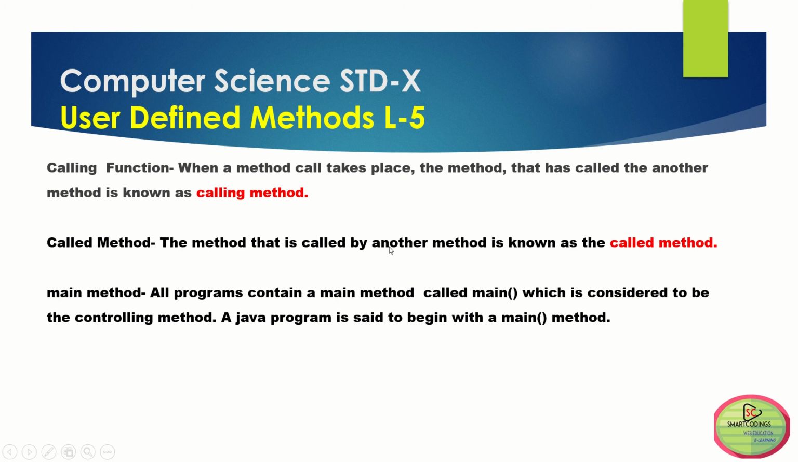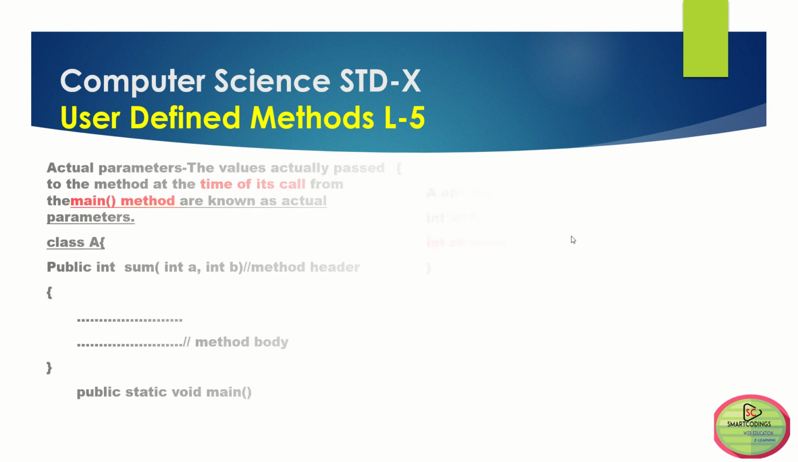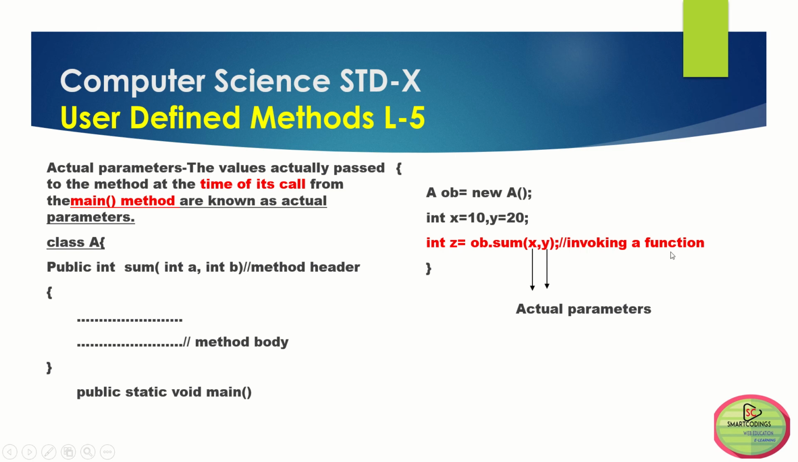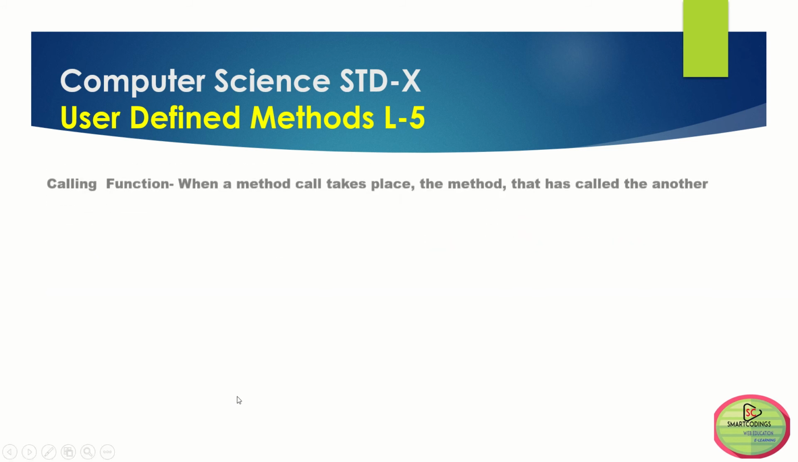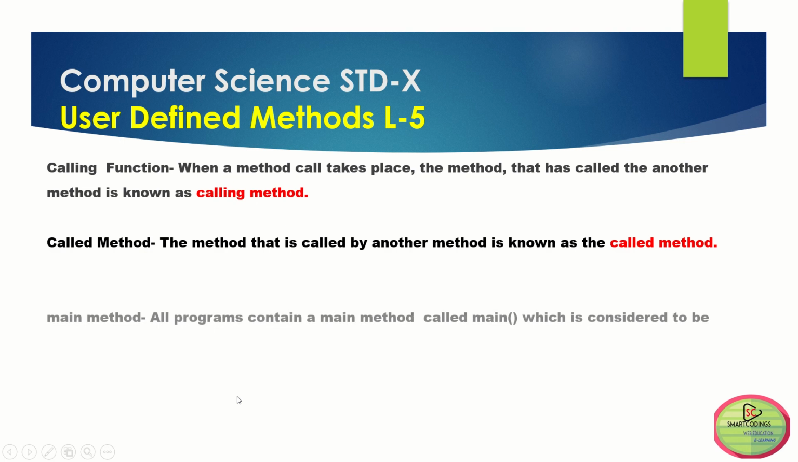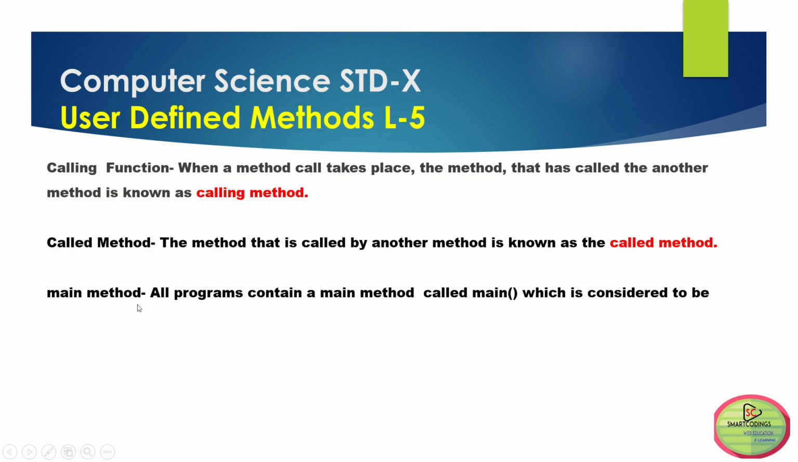The method that is called by another method is called the called method. This sum method is being called from the main method. The sum method is a called method, and the main method, which is calling the sum method, is the calling method. Got it? Now these terms are clear.